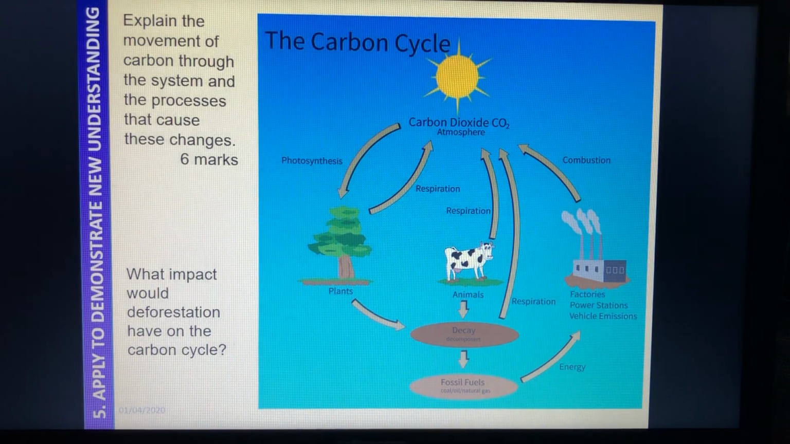So going back to our 6 marker, we've got the 1 mark from photosynthesis, we've got the 1 mark from respiration. Let's now look at combustion. So burning of fossil fuels and biofuels in power stations is known as combustion, releasing carbon dioxide into the atmosphere. So that comes from not only factories but cars, vehicles on the road, power stations. Okay, so that's our third mark out of 6. Make sure you're writing this as a 6-mark answer, please.